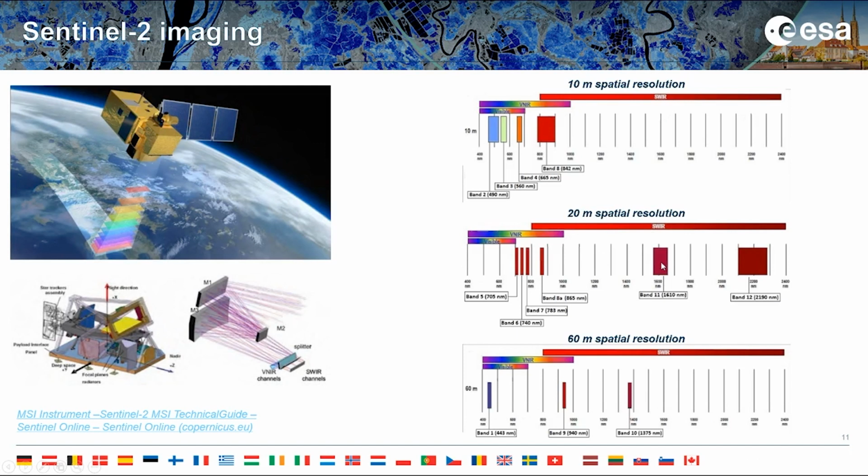And after we have the 2 SWIR bands that are very sensitive to hot surfaces. Using these 2 bands, you can detect a burned area during and after the active fire. And after we have 3 bands at 60 meters. These bands are used for cirrus correction and atmospheric correction.